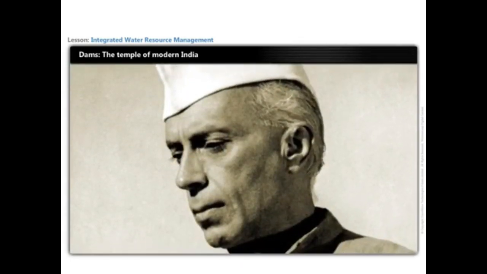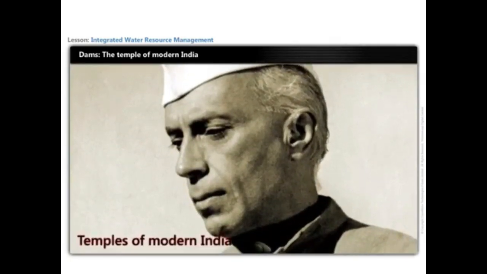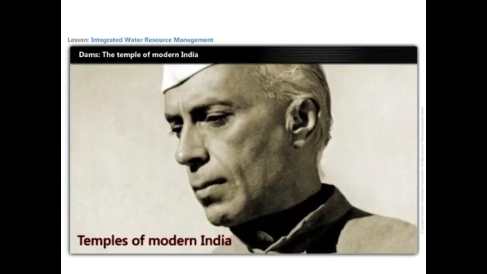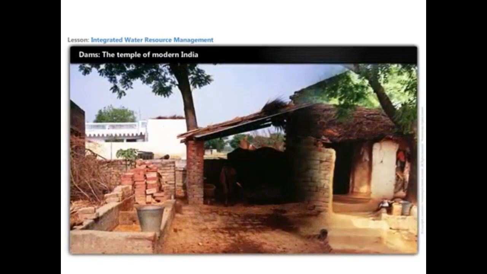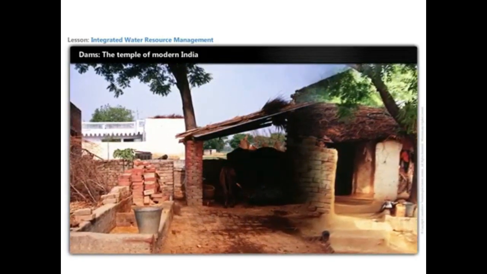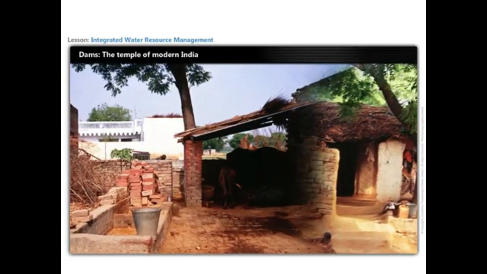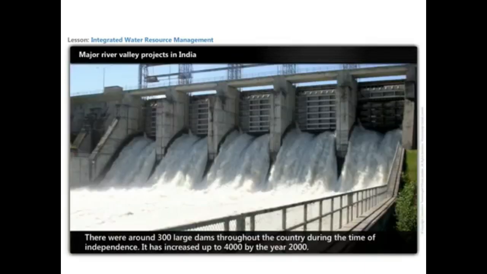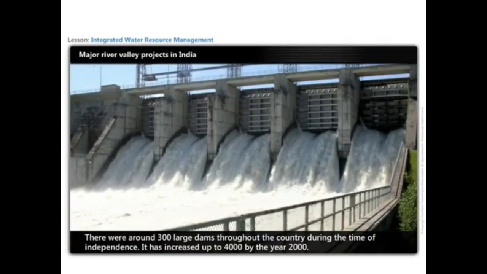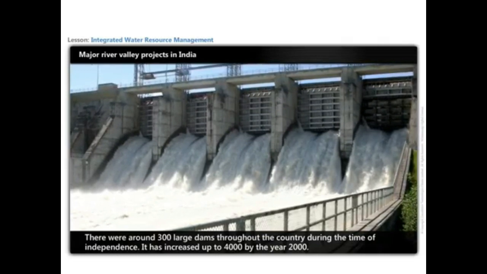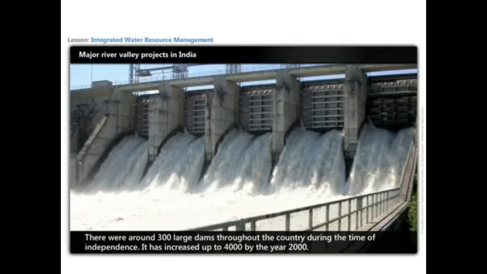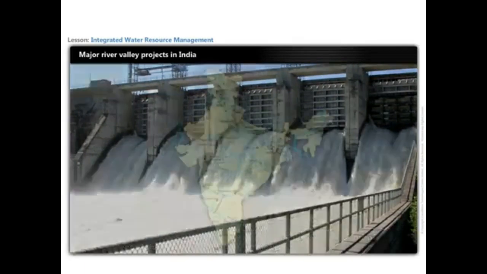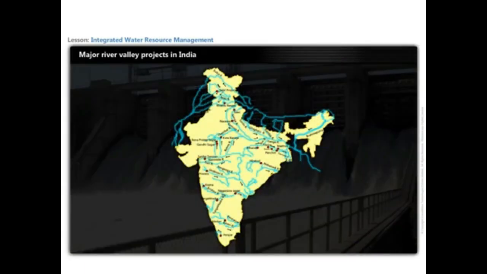Thus, Jawaharlal Nehru proclaimed the dams as the temples of modern India, as it would integrate development of agriculture and village economy with rapid industrialization and growth of urban economy. There were around 300 large dams throughout the country during the time of independence. It has increased up to 4,000 by the year 2000. Have a look at the map to know some river valley projects in India.